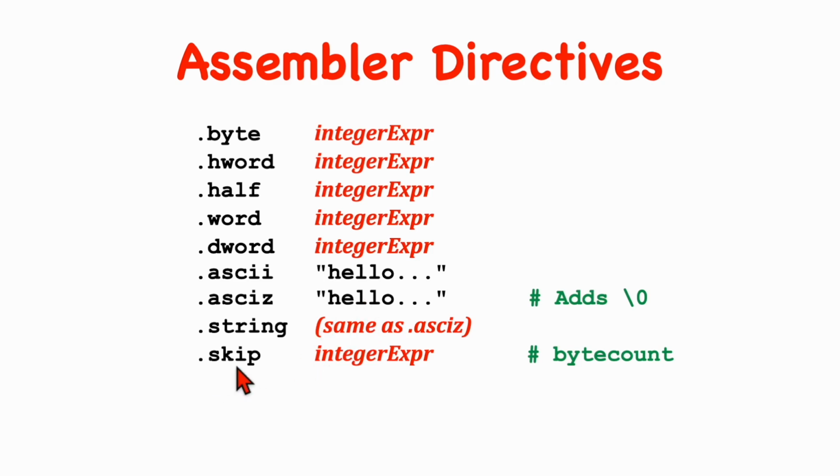And finally, we've got .skip. And here the operand is an integer that specifies the number of bytes to allocate. And this would be useful, for example, if you wanted to allocate an array of 100 bytes, then you could use a .skip. Now, these would typically, or almost always, be preceded by a label, right?